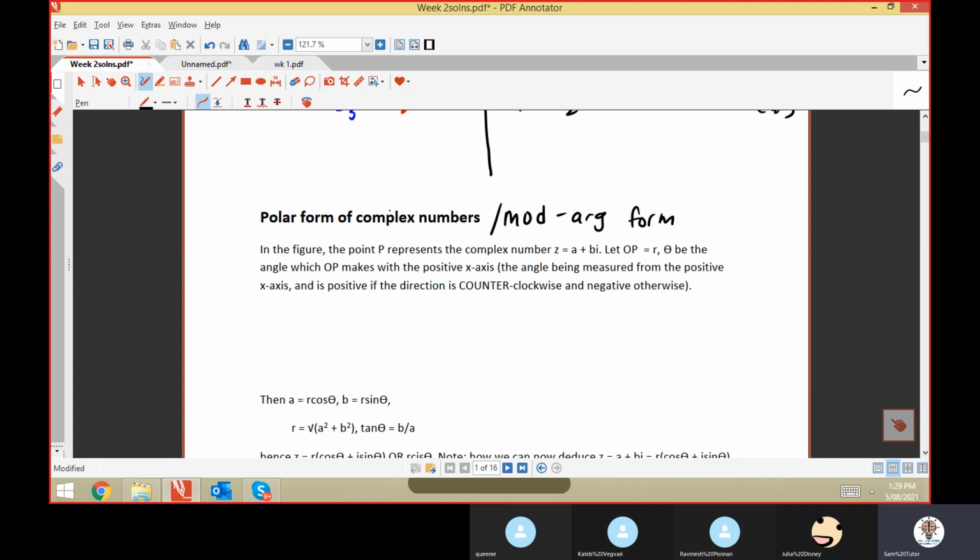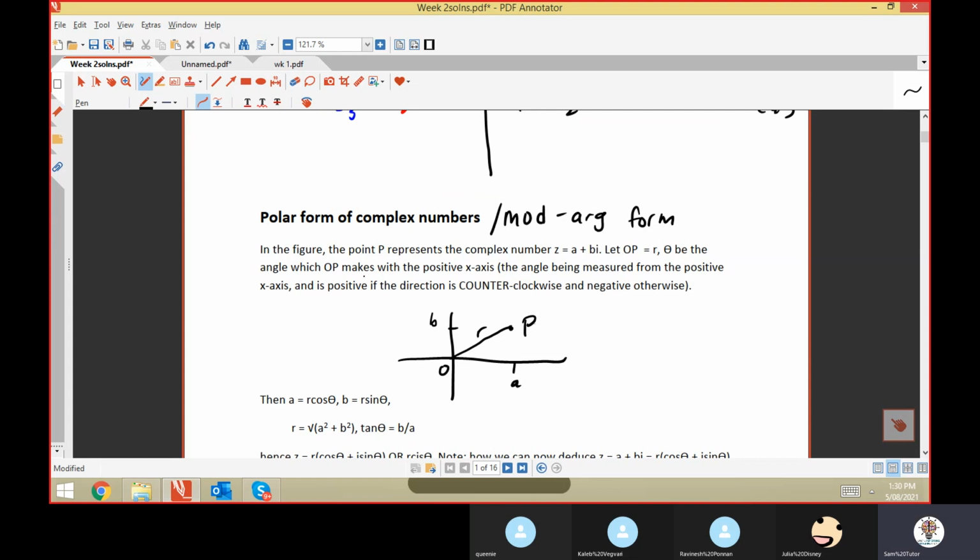All right, polar form of complex numbers, or sometimes called mod-arg form. So a fancy way, but it's just a different way of writing my z. So in the figure, the point P represents the complex number z equals a plus bi. So let's just draw that up. There's a, there's b, and there's z. So that's the point P. There it is. Let OP equal to R. So imagine that was R and that's O.